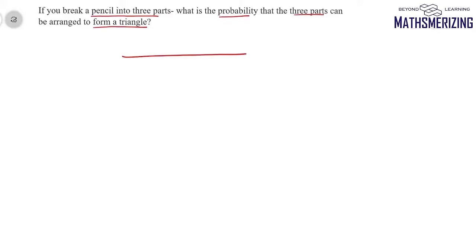Suppose we have this pencil, and suppose the length of this pencil is L. Now we have to break this pencil in 3 parts. Suppose these are the 3 parts. Now suppose the length of this first part is X, the length of this second part is Y, and the length of this third part will be L minus X minus Y.